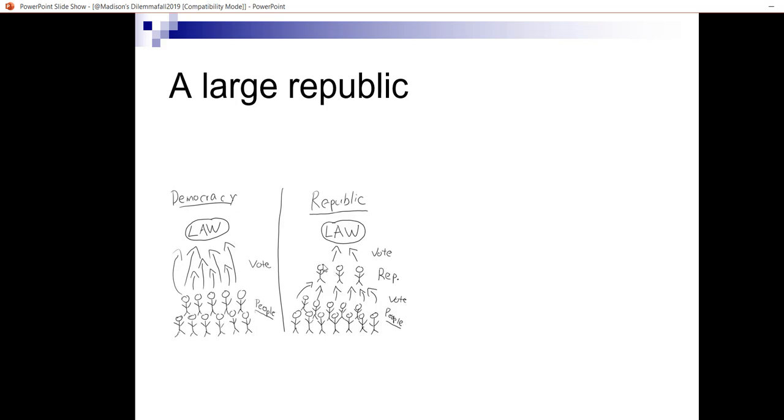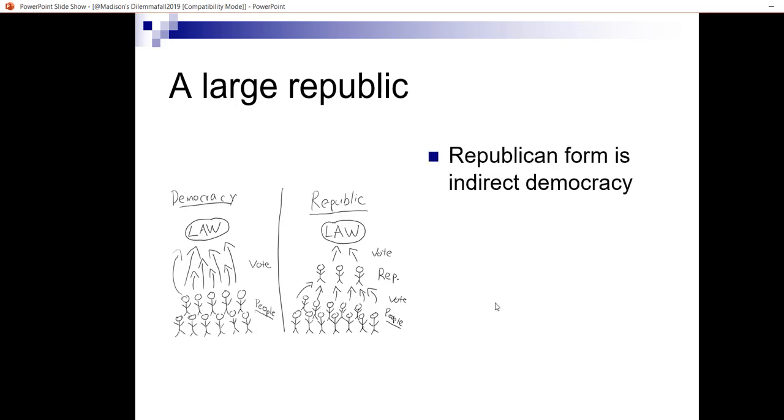So each of these representatives is going to be representing lots of people. So they can't just take into account what they think or what one small group of people thinks. They have to take into account what lots of people think. And that theoretically is going to lead to more enlightened lawmaking, as Madison puts it. Sometimes we could disagree with that when we look at how our lawmaking bodies tend to function, but this is what Madison's theory suggests. So a Republican form of government is an indirect democracy.